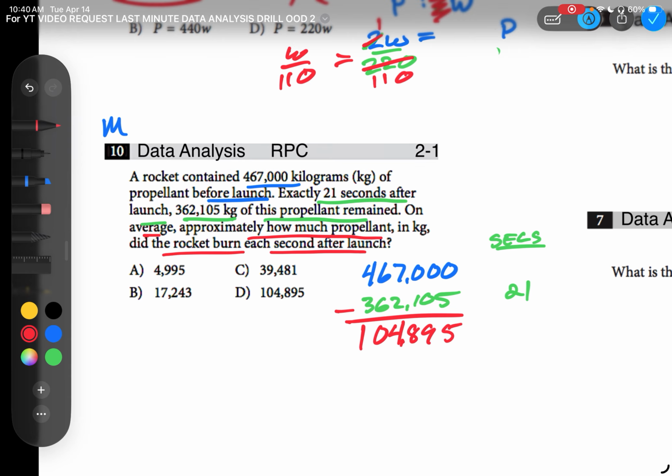Now, how much was burned for each second? We're going to divide this by what? We'll divide it by 21. And what's our best answer?